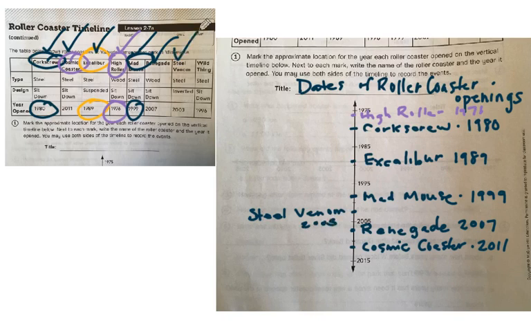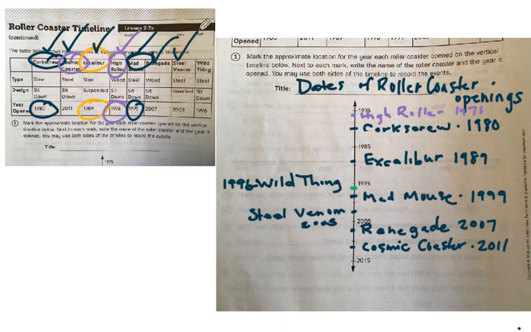And lastly, Wild Thing was 1996. And that happened just after 1995. And I'm going to do the same thing. I'm going to write it on the left side. Wild Thing. 1996. So those are all of the rides at Valleyfair and when they opened.